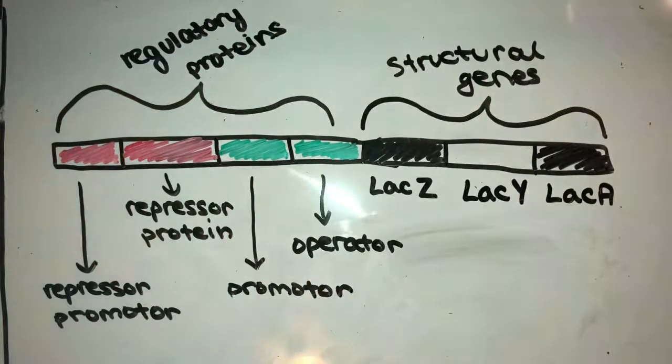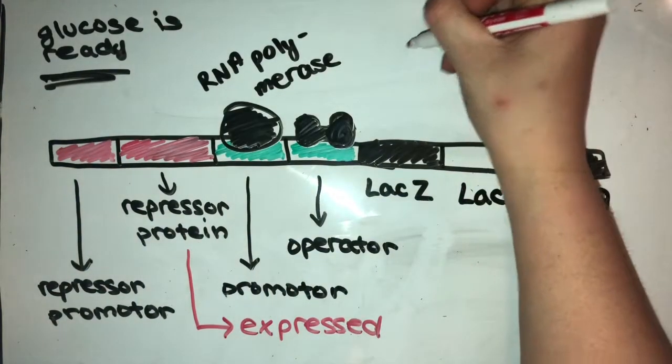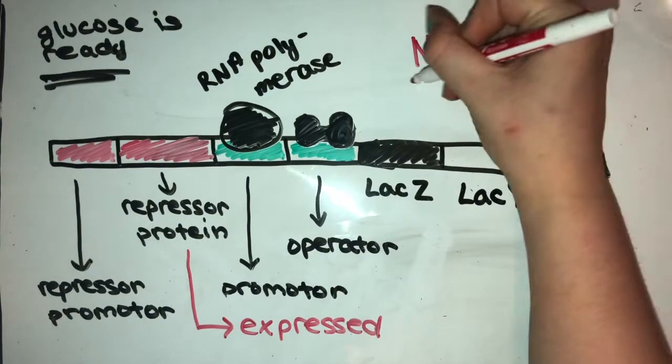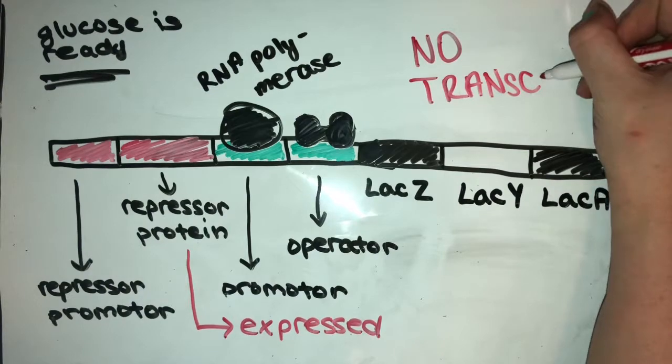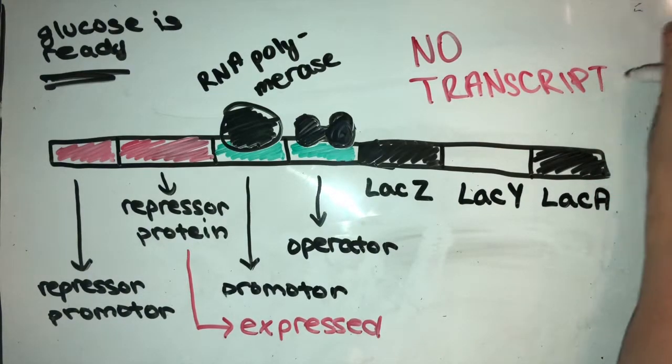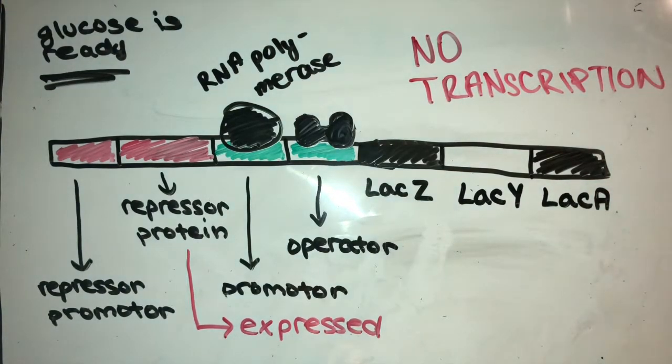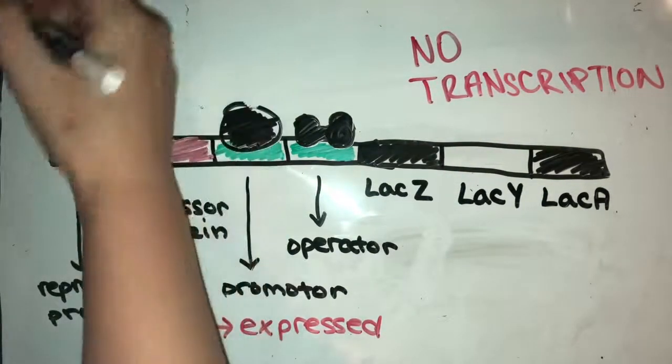Now, when glucose is readily available for use by the cell, the repressor protein is expressed. This regulatory protein binds to the lac operator. This interferes with the binding of RNA polymerase, which wants to bind the lac promoter. Because of this, it prevents transcription of mRNA.